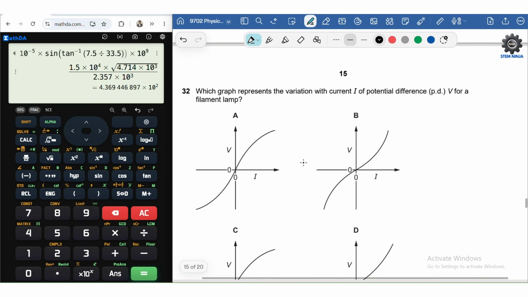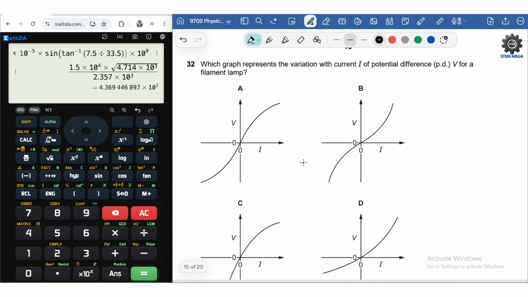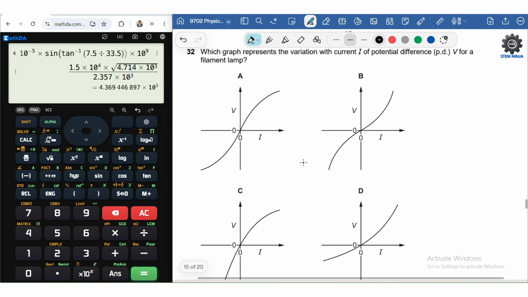Which graph represents the variation with current I or potential difference V for a filament lamp? So for a filament lamp, remember the current starts to lower due to the heating effect; the current starts to dive down. So in V over I, this is not an IV graph, this is a V over I graph, so the resistance is going to increase.